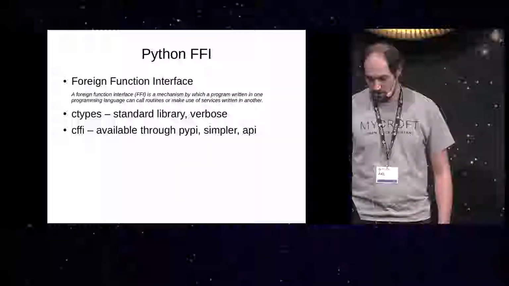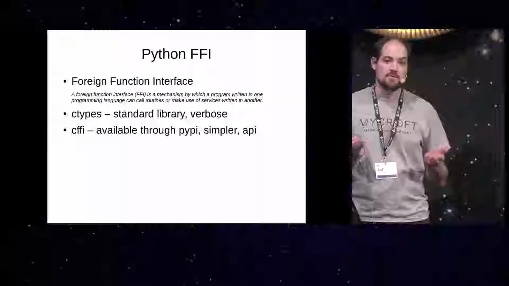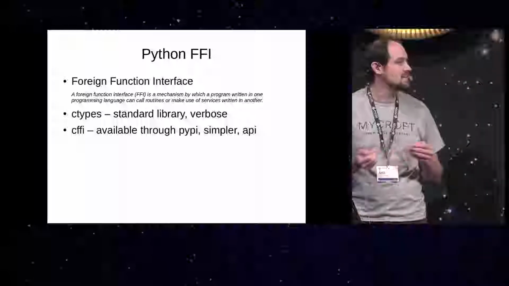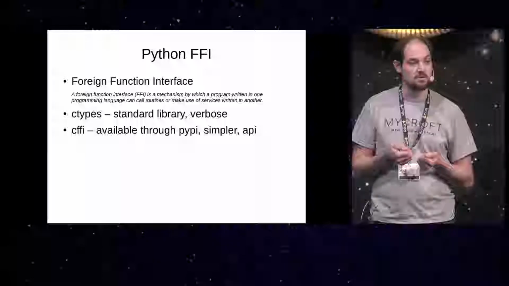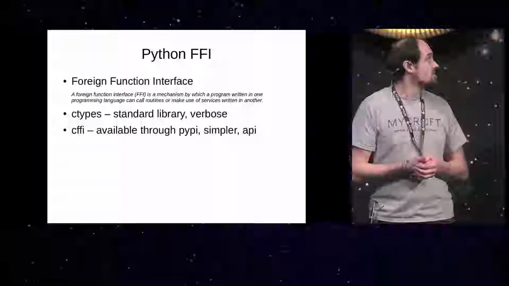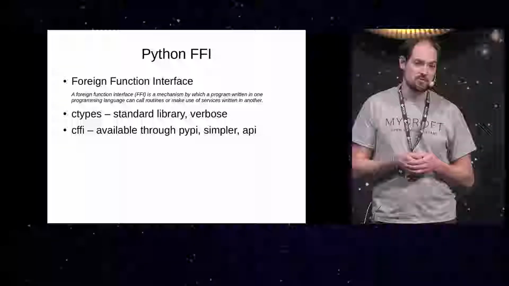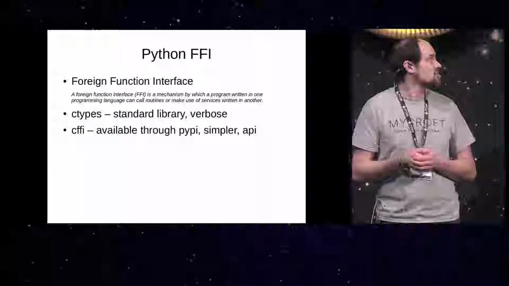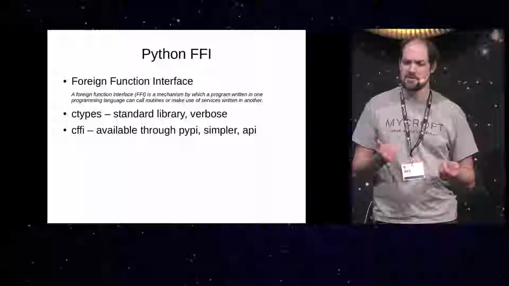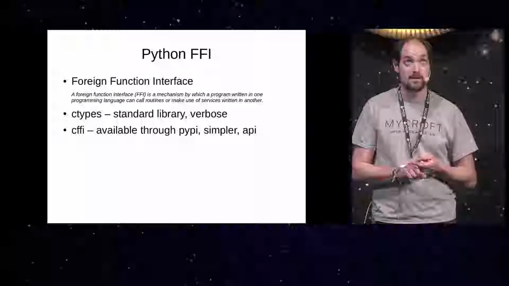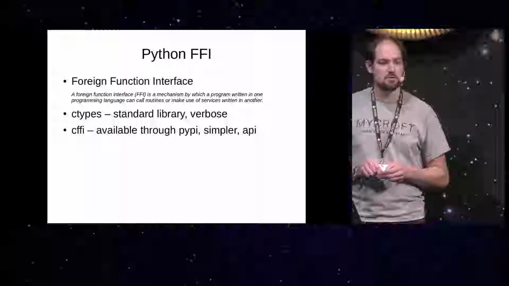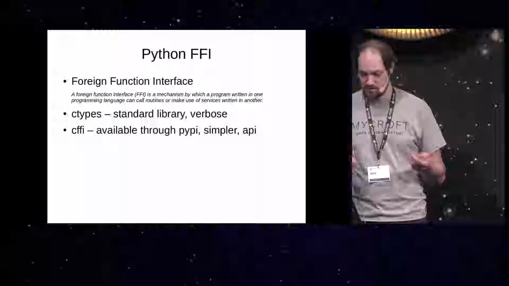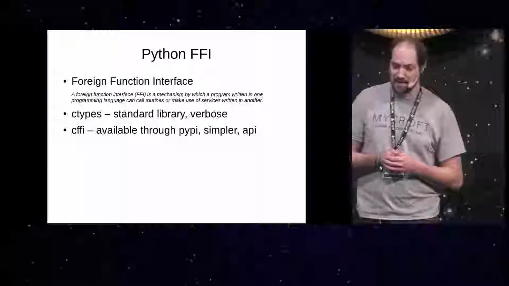So this talk is about binding C or external libraries to Python. This is often called foreign function interface, which is a term coined by Common Lisp way back in the day, when they wanted to call C functions and Fortran and whatever they called back in the days.